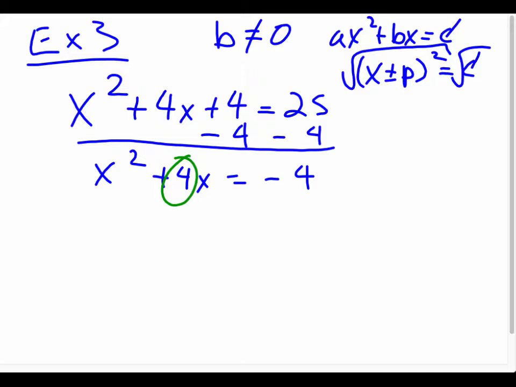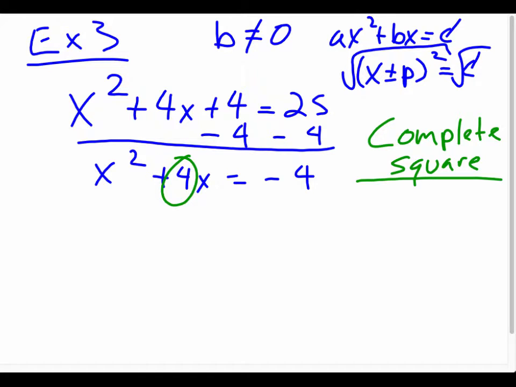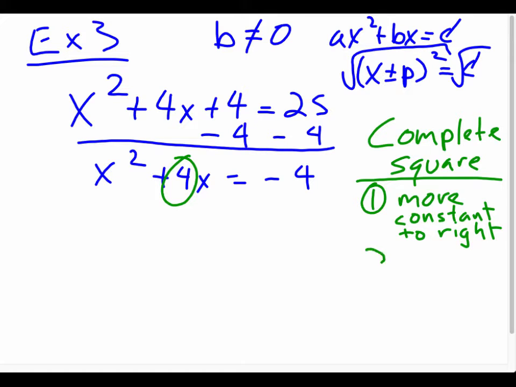To complete the square. Completing the square is a process or an algorithm that's the same every time. First thing you're going to do is you're going to move constants to the right of the equal sign. Step 2. You're going to take b and divide it by 2 and square it and add to both sides of the equation.